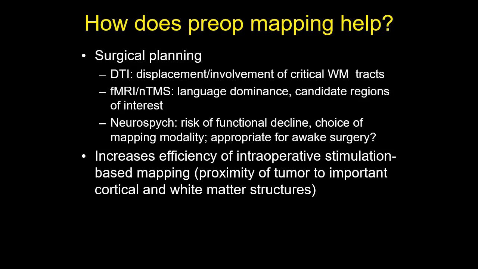So how do these preoperative mapping adjuncts help us? In terms of surgical planning, diffusion tensor imaging can inform us about displacement or overt destruction of critical white matter tracts. Functional MRI and transcranial magnetic stimulation can give information regarding language dominance grossly, as well as candidate regions of interest that we may want to stimulate intraoperatively. Neuropsychological assessments can help us to predict functional declines postoperatively, help us choose the appropriate mapping modality, and to assess whether a given patient is appropriate for awake surgery.